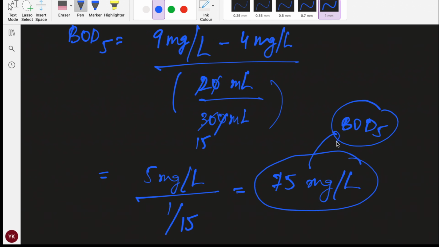This will be the amount of biological oxygen demand for the first 5 days. It doesn't mean that it is the total biological oxygen demand for that waste, rather it simply means that it is the biological oxygen demand for the first 5 days, and we are taking the first 5 days just for our simplicity and for standardization.